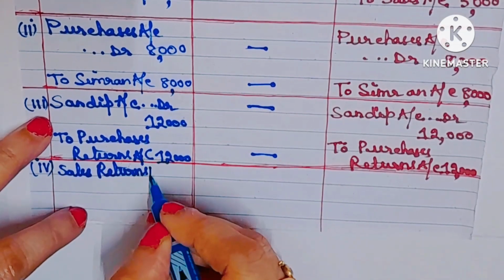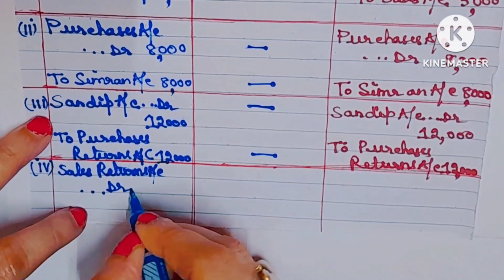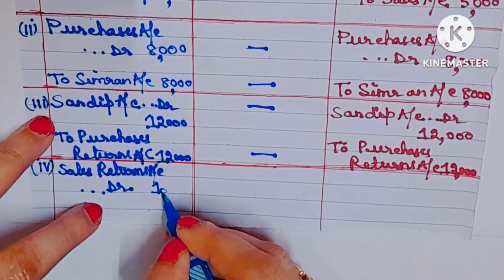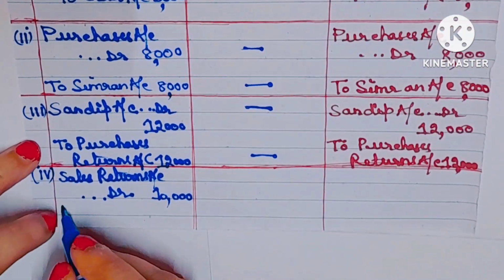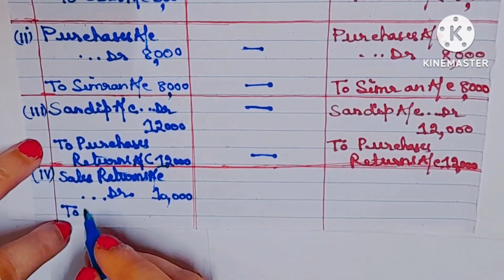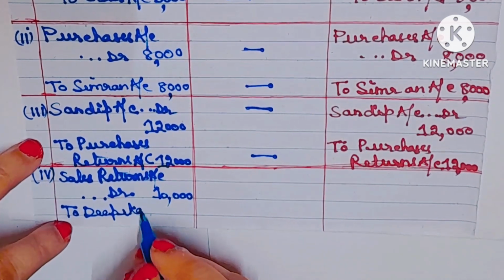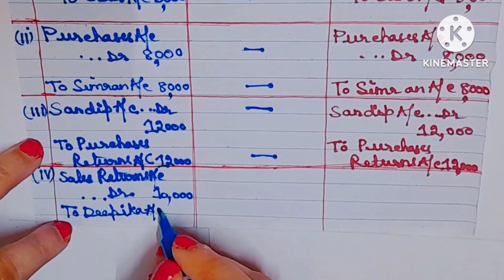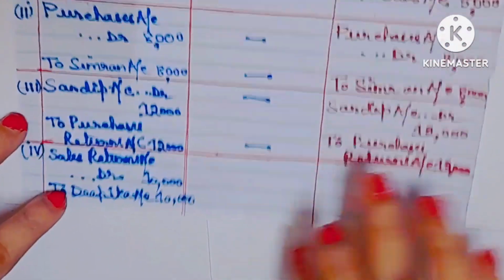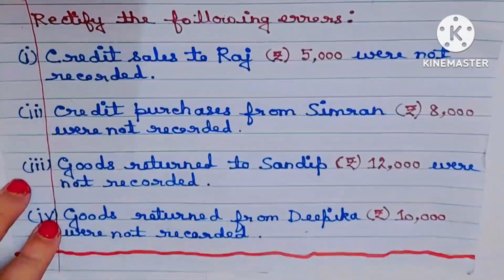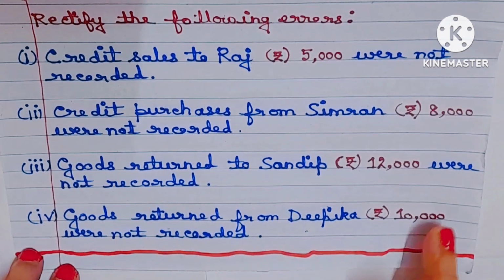Sales returns account debit. How much? 10,000 is the correct entry on the debit side, and the credit side to Deepika account, 10,000 on the credit side. And what is the wrong entry? Let's see it again. Goods returned from Deepika rupees 10,000 is the correct part.